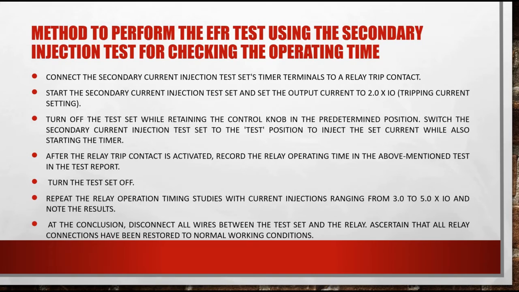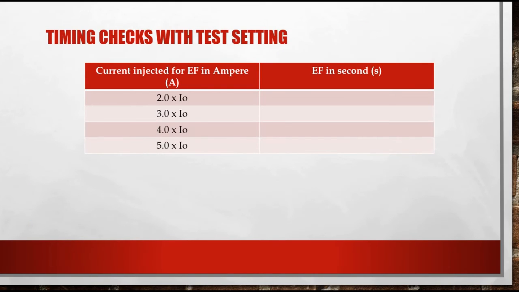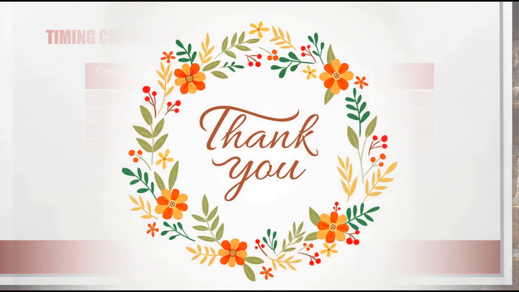After the relay trip contact is activated, record the relay operating time in the test report, and then turn the test set off. Repeat the relay operating timing studies with current injections ranging from 3.0 to 5.0 and note the results. At the conclusion, disconnect all wires between the test set and the relay. Make sure that all relay connections have been restored to normal working condition. Lastly, we need to record all the results in the timing check test setting, and the unit is in seconds. That's all from me.